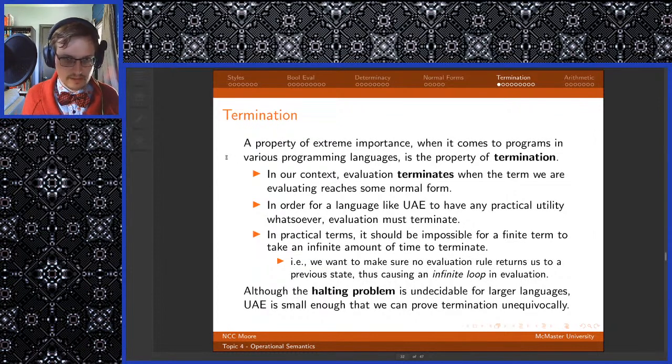Therefore. Alright, termination. A property of extreme importance when it comes to programs in various programming languages is the property of termination.